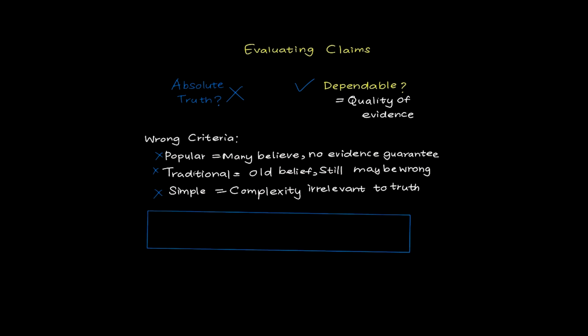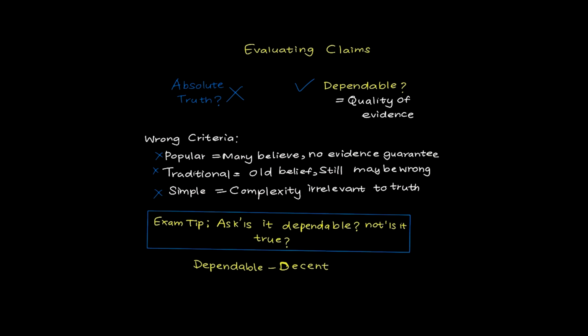Here's a WGU D265 OA exam tip for you. When evaluating claims, ask, is this dependable? Not, is this absolutely true? Quick recall hook. Dependable equals decent evidence backing it.